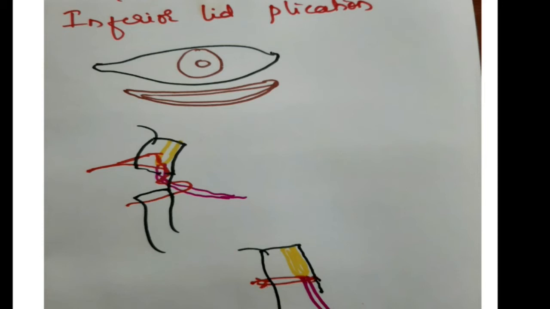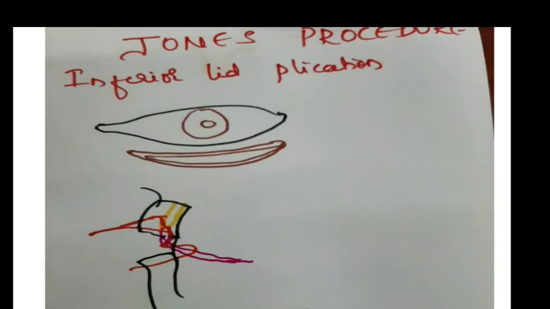Next procedure is Jones procedure. Here the principle is shortening of the retractors to create a barrier to the upward movement of the preseptal muscle, and it is indicated in severe cases and if there is recurrence of the entropion. As you know, this is done for lax lower lid retractors, that is, there can be either laxity of the lower eyelid retractors or even dehiscence of the lower eyelid retractors.